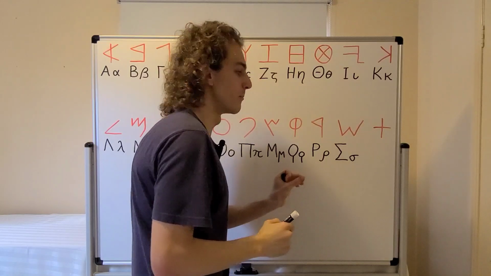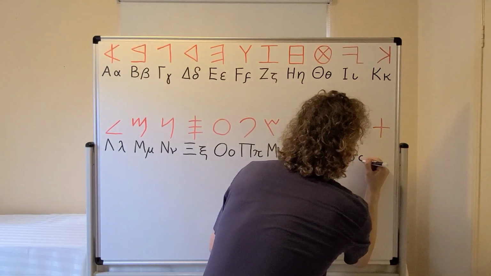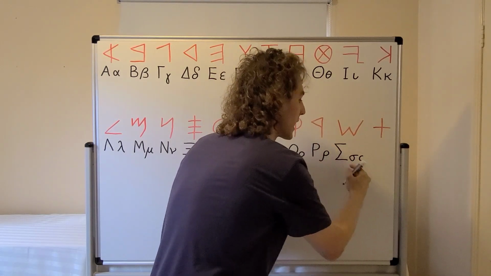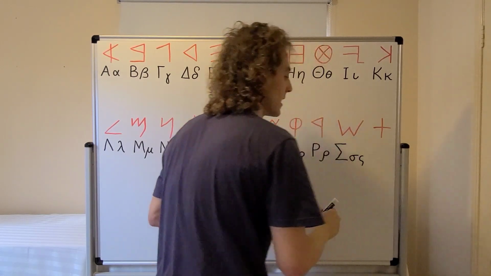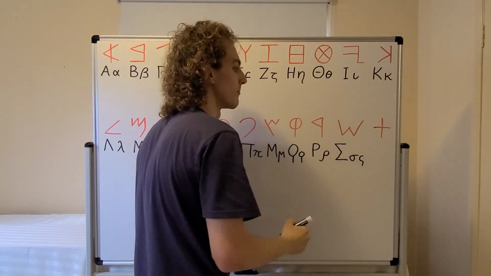There's also another form, which is the final form. And this is the alternative final form. So these are both different forms of the lowercase sigma. So the Greek sigma corresponds to the Phoenician shin.